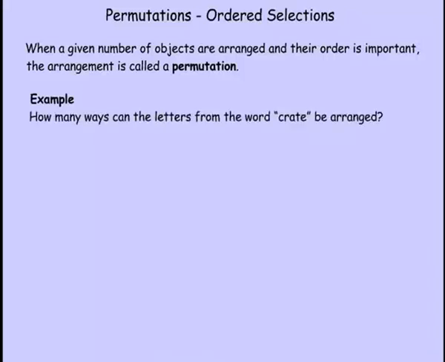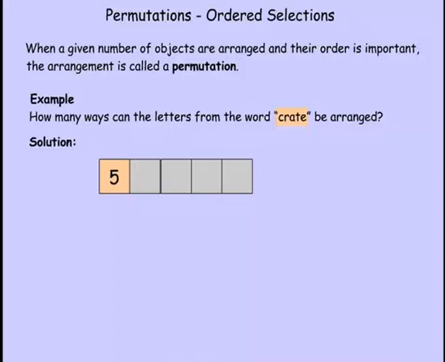Another example: how many ways can the letters from the word crate be arranged? Our solution: the word crate has 1, 2, 3, 4, 5 letters, so 5 boxes. Our first letter can be chosen from the whole 5 of them. Once we choose one letter, in our next position we've only got 4 letters to choose from. Then it goes down, we'll only have 3 letters to choose from. Then we'll have 2 letters to choose from, and finally there would only be 1 letter left to put down. So the number of ways, we just multiply all those numbers, we get 120.